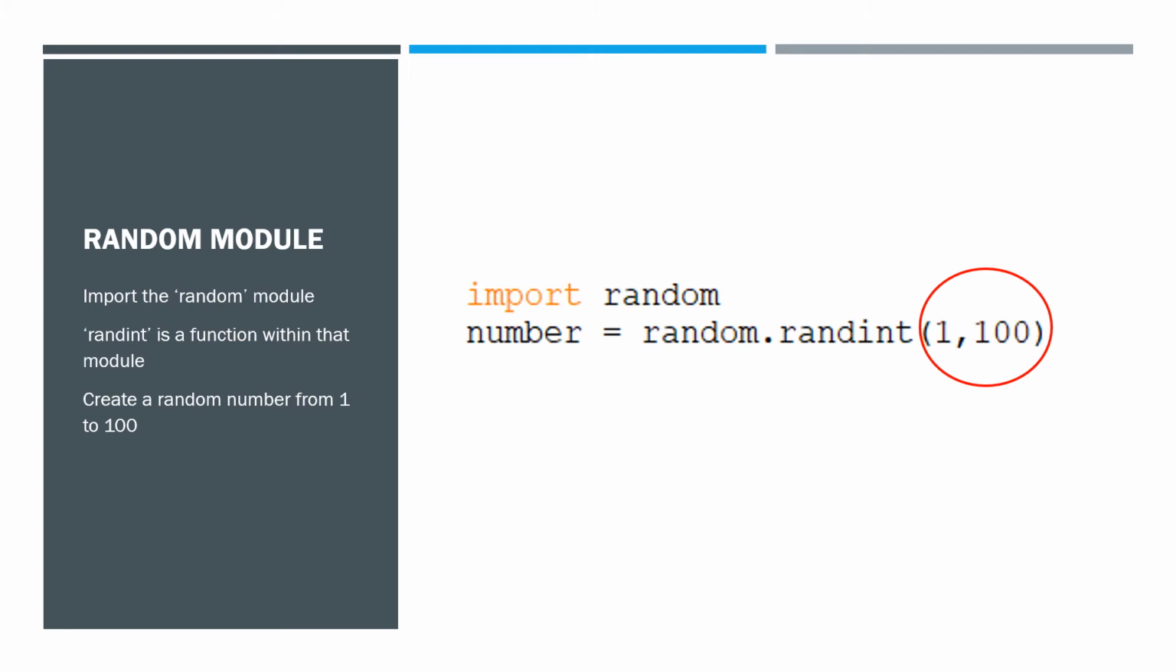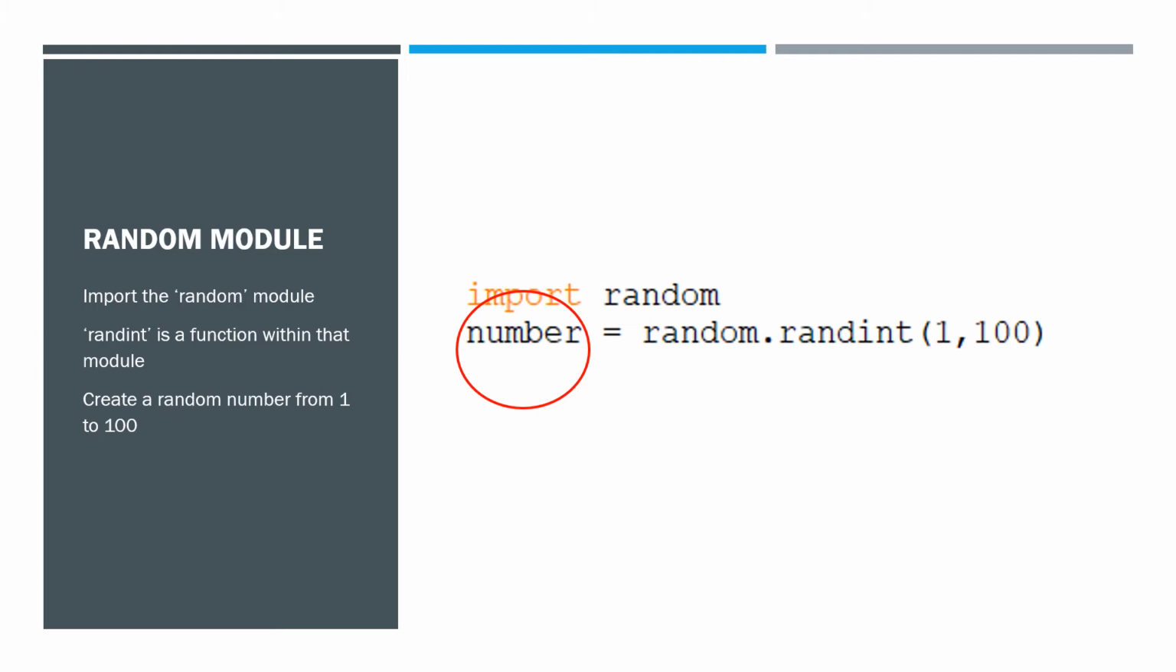Now the parameters of the random function give us the range of numbers that we're going to pick a random number from. So we're going to get a random number that's somewhere between 1 and 100 at random. And finally, we're going to save the returned value as a new variable. And in this example, my new variable is called number.